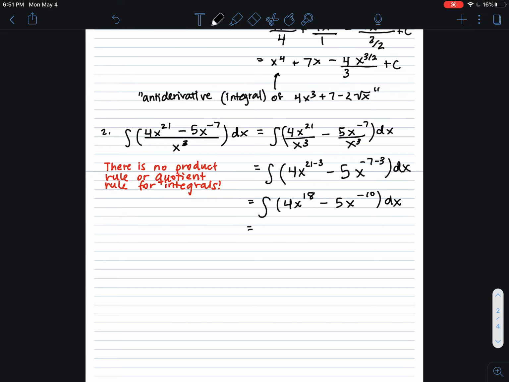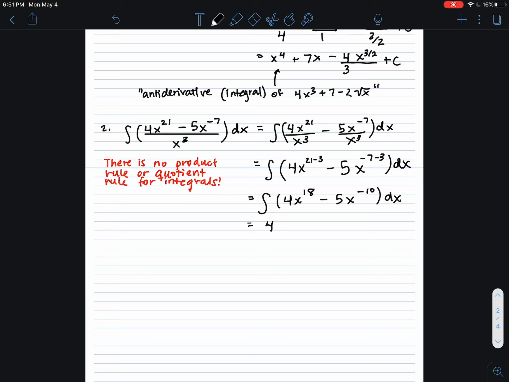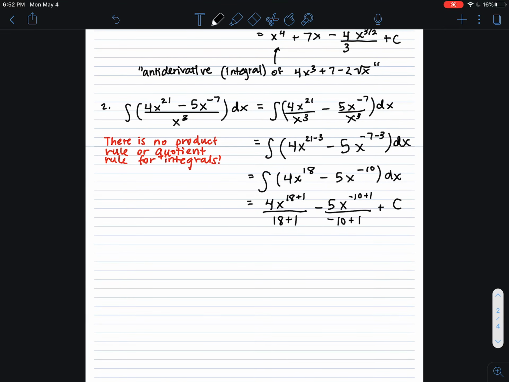And now we can go ahead with our power rule. So we know we leave the 4. We increase the power on the x by 1, so we get 18 plus 1. Divide by our new power, which is 18 plus 1. Leave our negative 5 out front. Increase our power by 1, so we have negative 10 plus 1. Divide by our new power, which is negative 10 plus 1, and then add our integration constant. And then we just need to simplify.